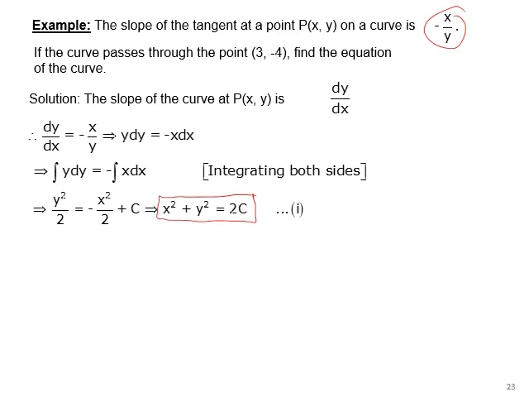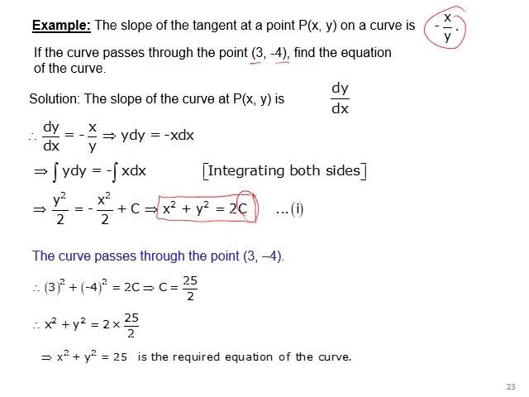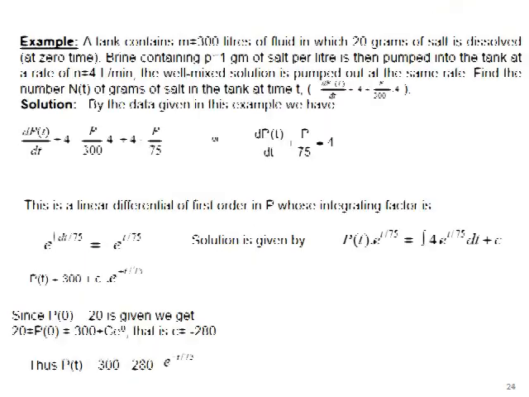Now he gave me the initial condition x and y. I substituted to find c. Then I found c, and back here it was 25. I substitute back its value, 25 over 2.